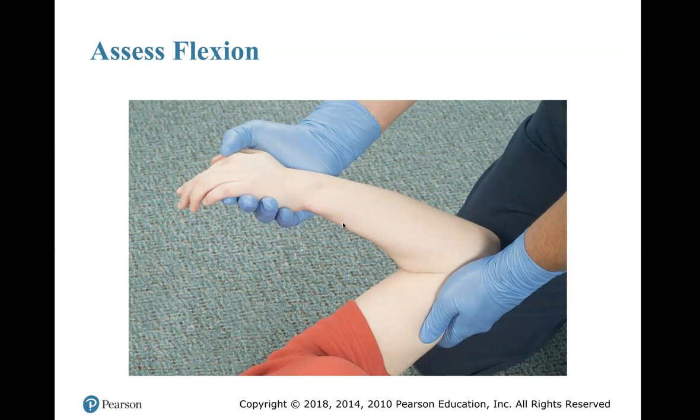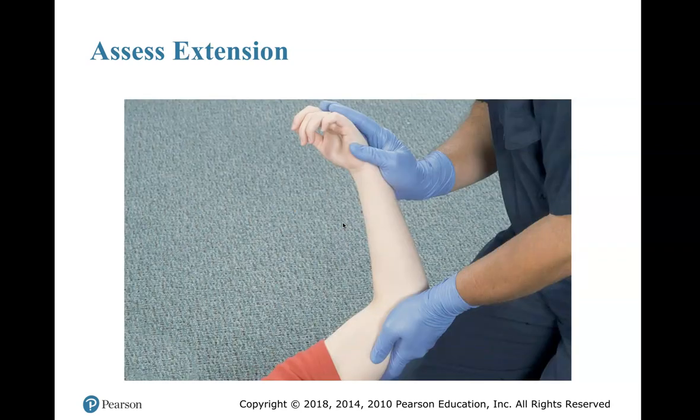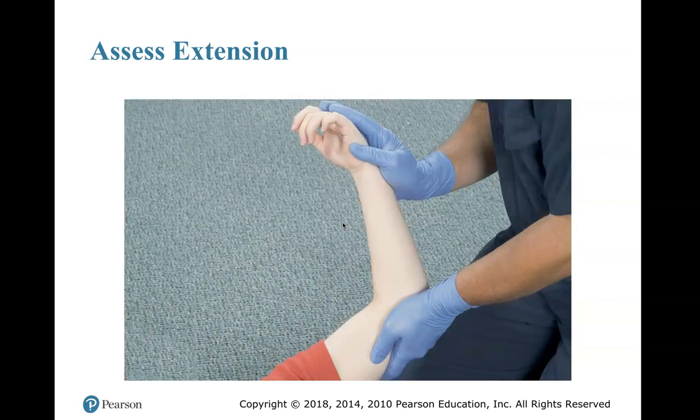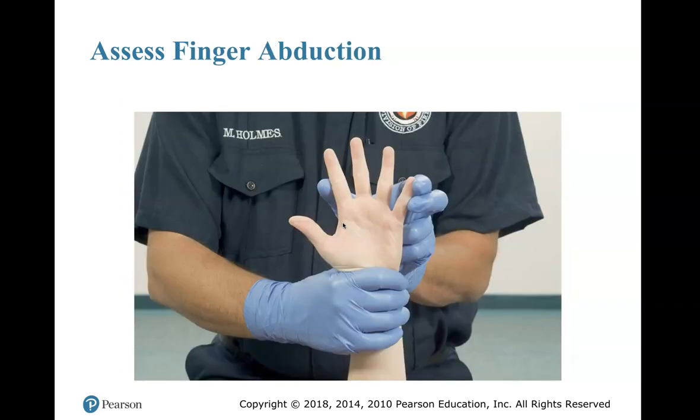Assess flexion. Have the patient see if they can flex their arms, and you can assist them inward. Extension. So here in flexion, if they're responsive, grab their hand and tell them to pull your hand inward as if they're flexing, and then to push your hand away in extension.